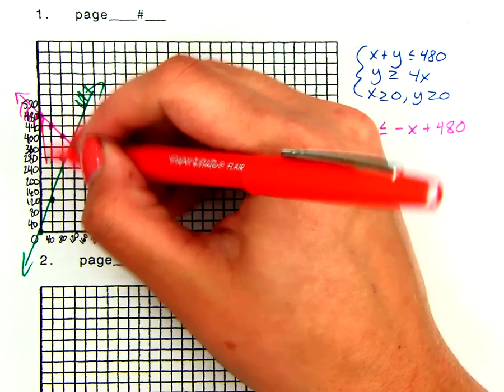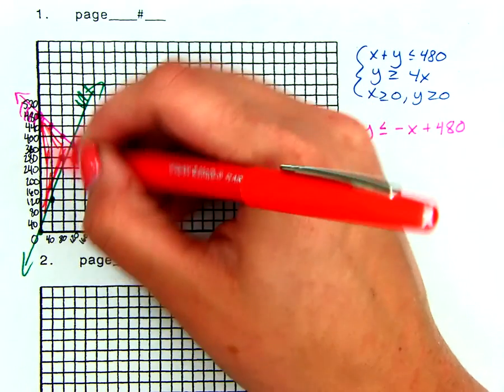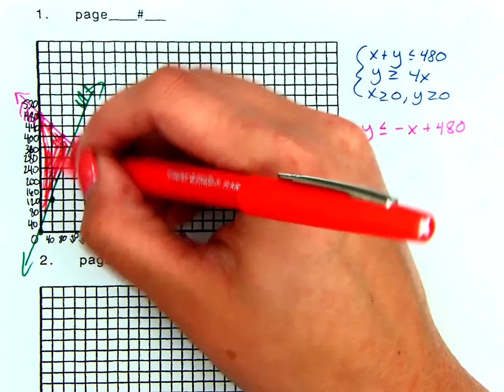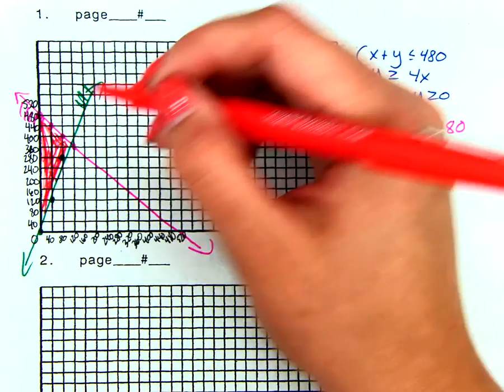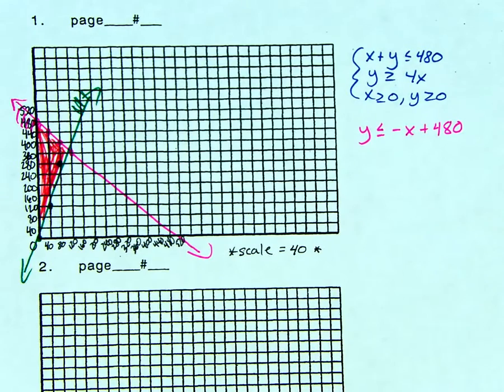So our overlap is going to be in this part right here. And this problem only wanted our graph, so once we have this part, we are done.